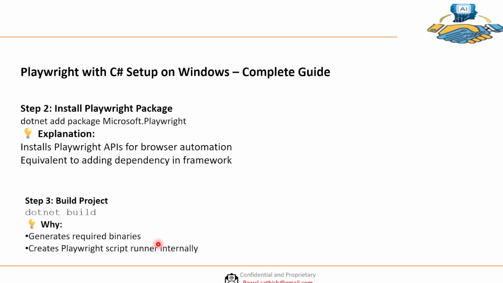Next, we need to install the Playwright package. How will you install it? Simply dotnet add package Microsoft.Playwright. It installs the Playwright API for browser automation. After that, we can build the project. It generates the required binaries using dotnet build, and creates the Playwright script runner internally. For this, you can use either the command prompt or PowerShell. We'll see how we can do it.